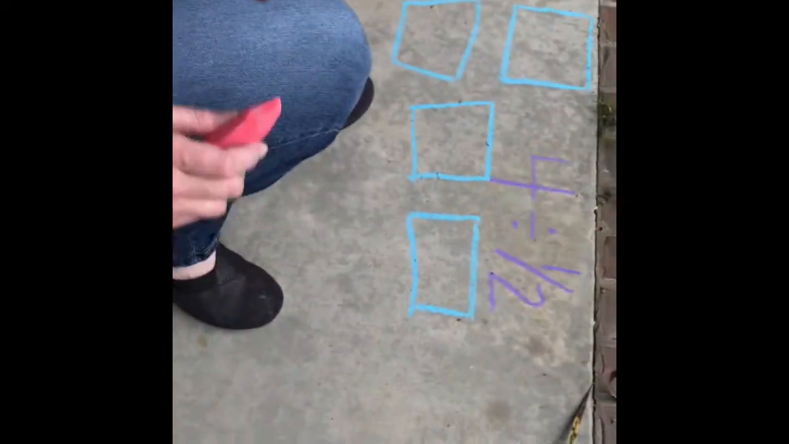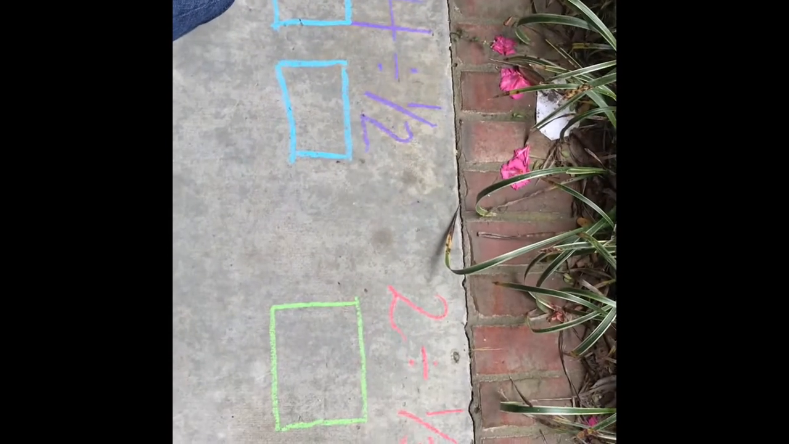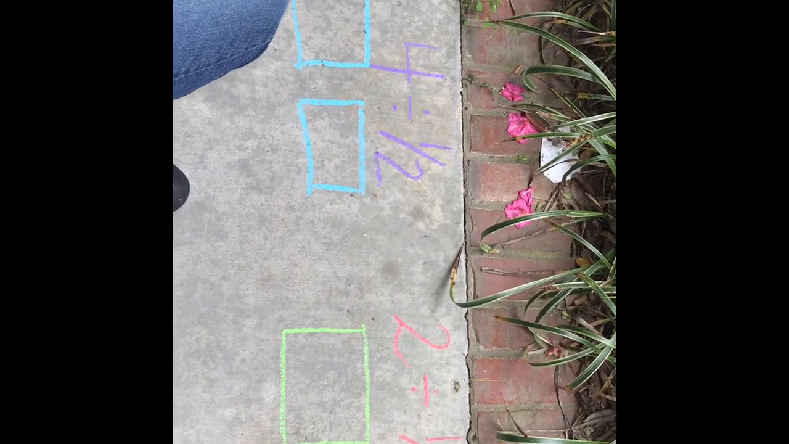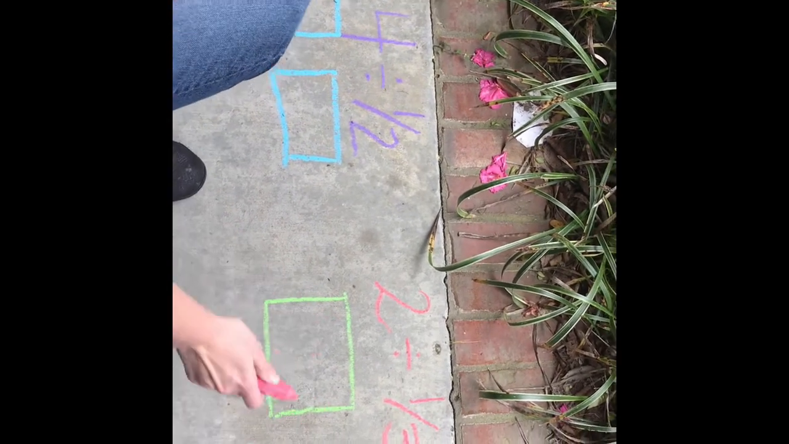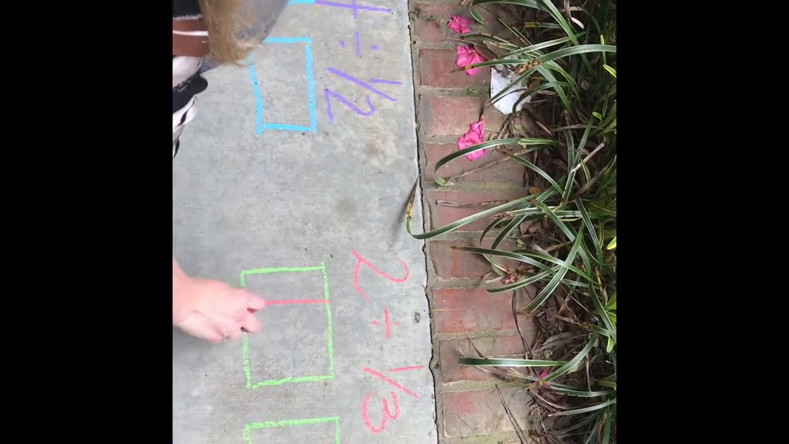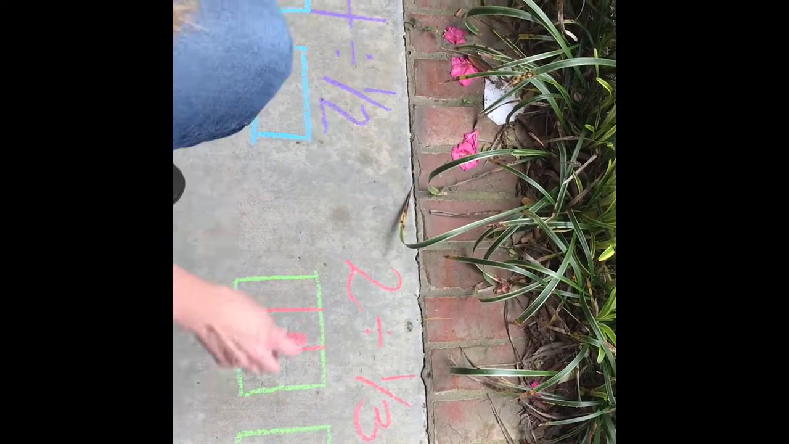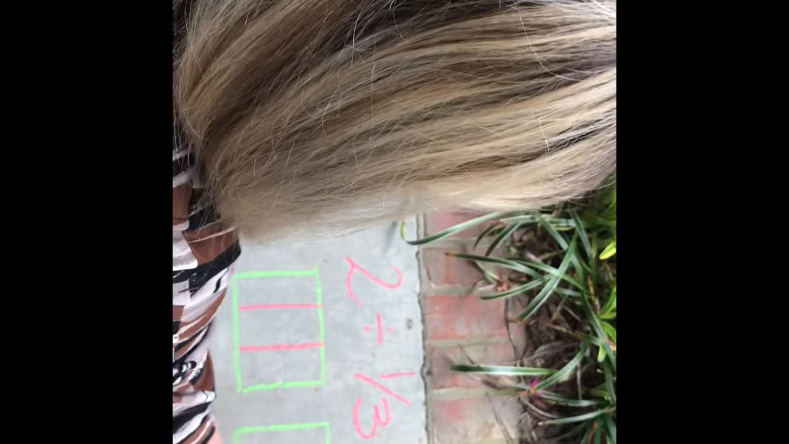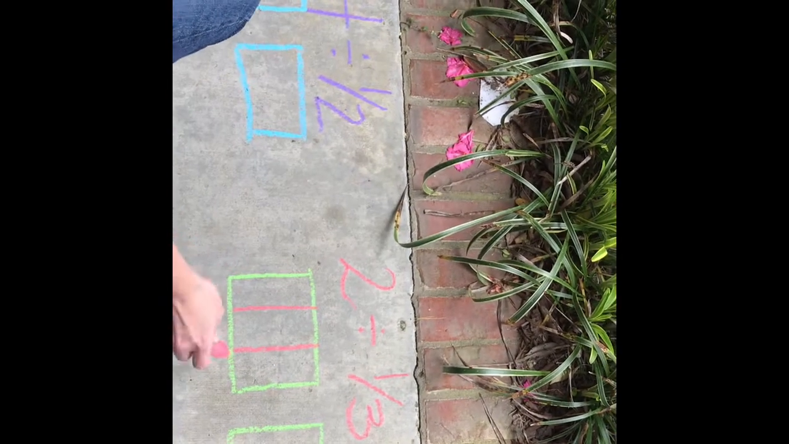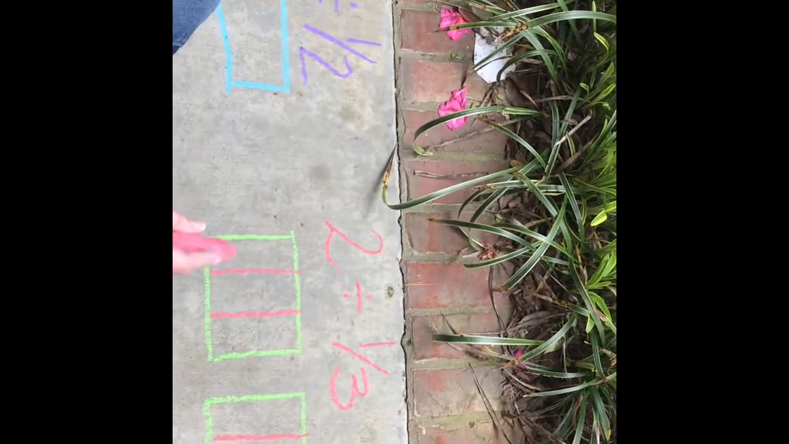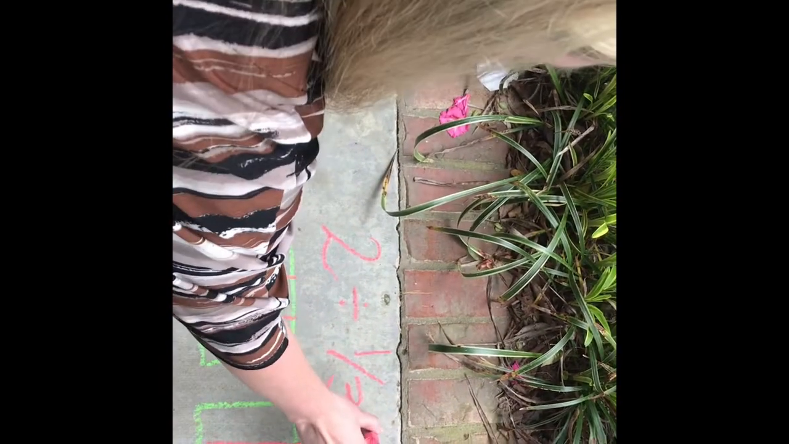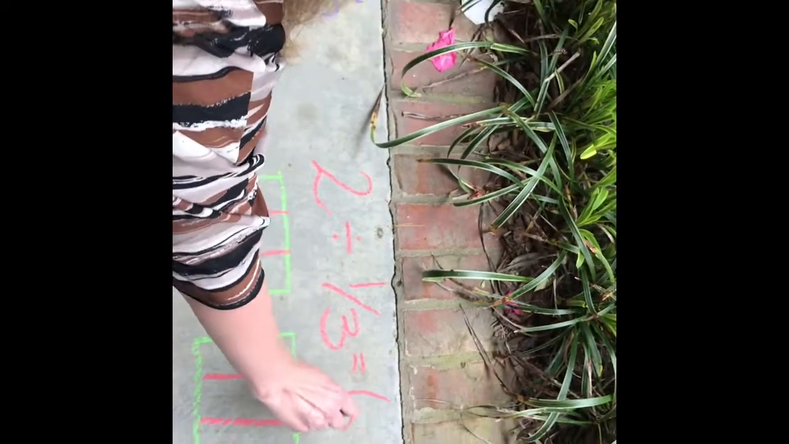So if I had 2 divided by 1/3, I'm going to start this out with a model like we've been doing with each type of fraction operation. So 2 divided by 1/3. I've got my 2 rectangles and I'm going to divide them into thirds. And we can see that we've got 1, 2, 3, 4, 5, 6 pieces now. So that also answers the question of how many thirds are in 2.